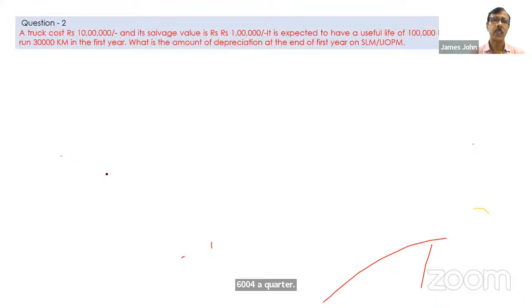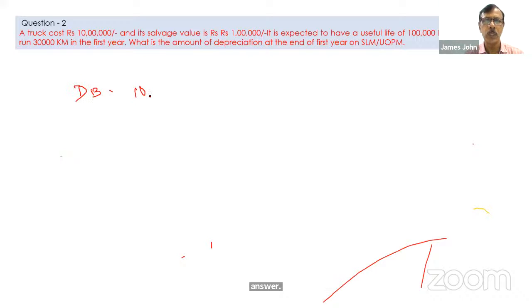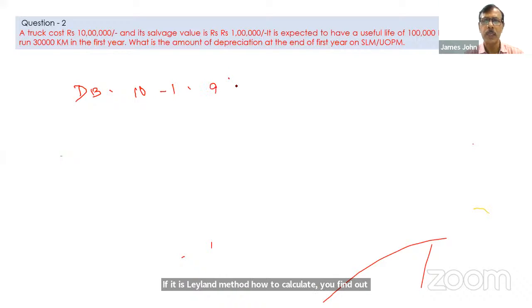A truck cost 10 lakh and salvage value 1 lakh. It is expected to have a useful life of 1 lakh kilometers and had run 30,000 kilometers in the first year. What is the amount of depreciation at the end of first year? Whether you apply straight line method or units of production, you will get the same answer. If it is straight line method, how to calculate? You find out the depreciable base. Cost 10 lakh, less salvage 1 lakh, so the depreciable base is 9 lakh.